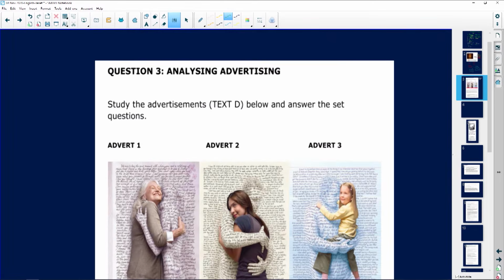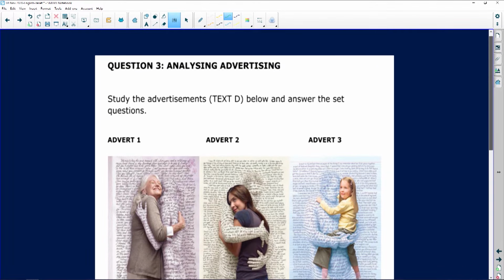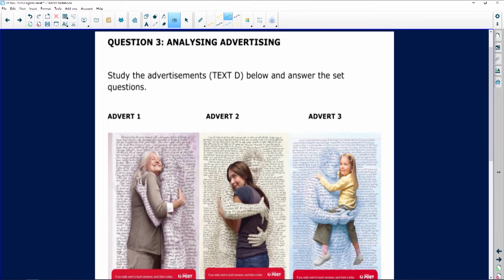Right. I'm sticking with Sibongile. She sent this in as well. Study the advertisements. Now, should you expect more than one advert? They can give you more than one advert. Looking back over the FAL papers, it tends to be one advert, and it's an advert for a product.